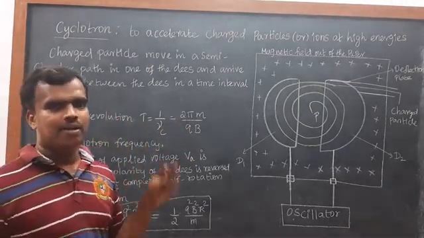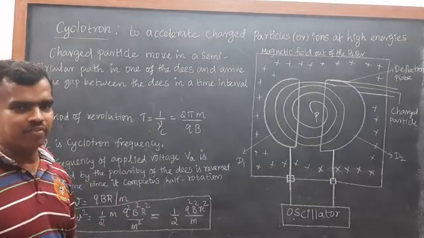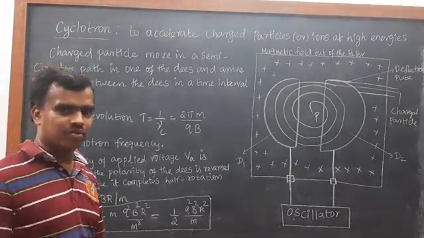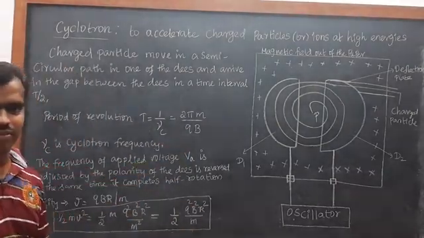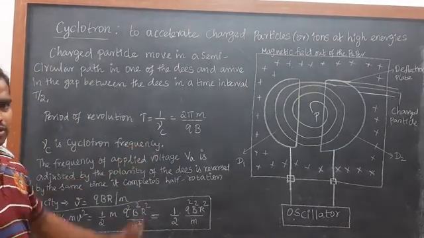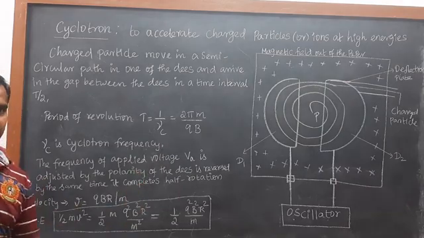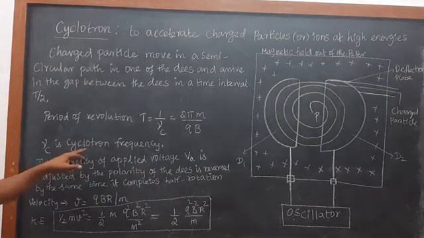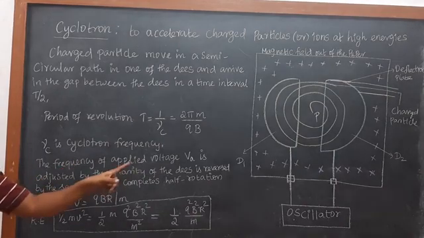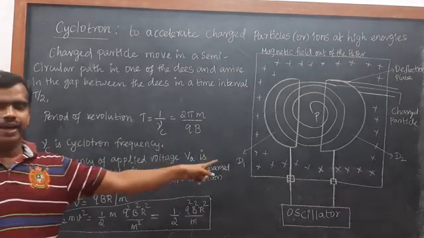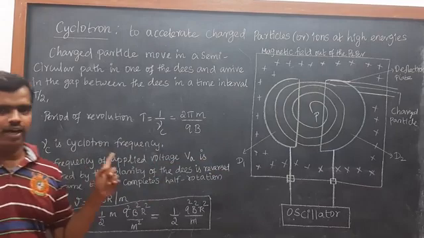The combined magnetic field and electric field. From that we are calculating centripetal forces. From that we are calculating the time value and frequency, right? So from that we took this equation: T is equal to 2 pi m divided by qB. And nu c is the frequency of the cyclotron. And the frequency of the applied voltage VA is the frequency of this one.